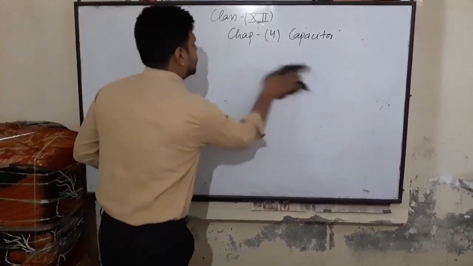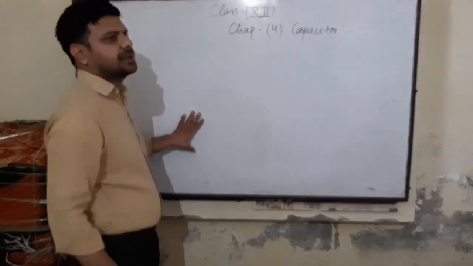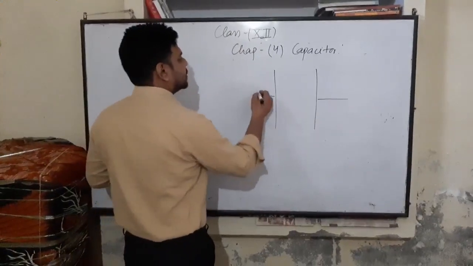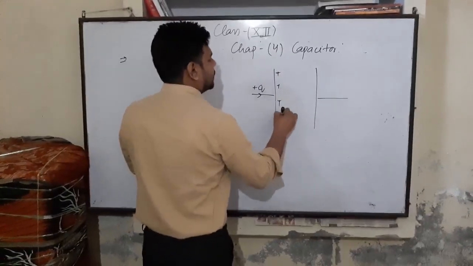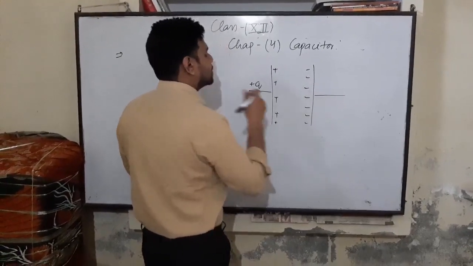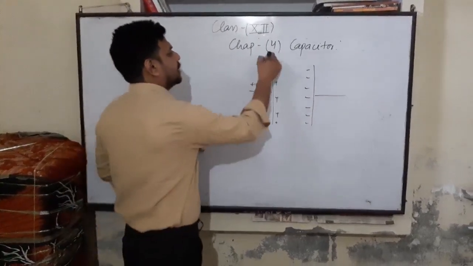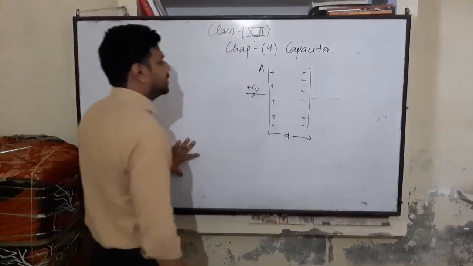Now, today we will continue with the capacitance of a capacitor when the dielectric is partially filled between the plates. Consider this is a capacitor, and a charge plus Q is given to the first plate. Due to induction, a negative charge is induced on the inner surface of the second plate. The area of the plate is A and the distance between them is D.